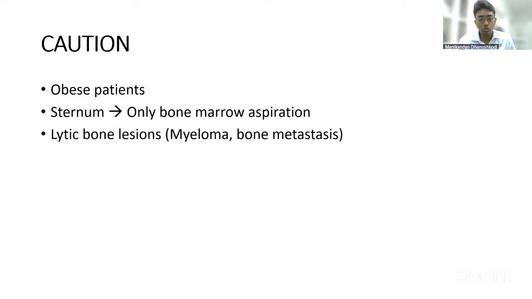One of my juniors in Coimbatore had actually encountered this. Also, if it is an obese patient, it is very difficult. Even for a trained person to do a bone marrow, it's very, very difficult.